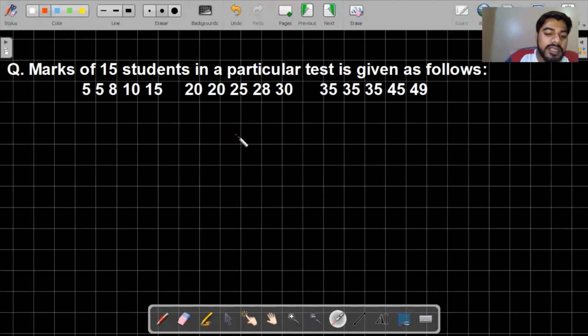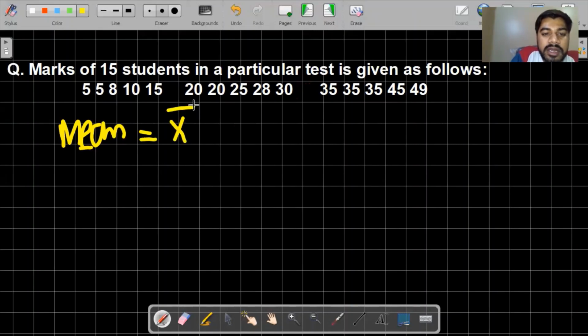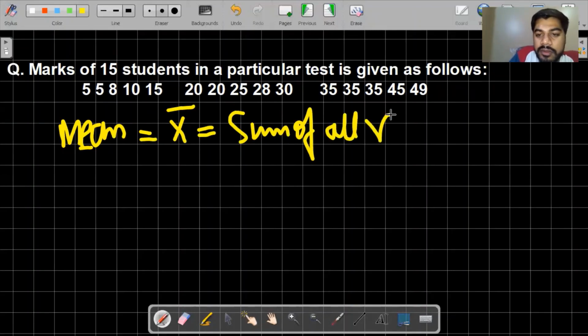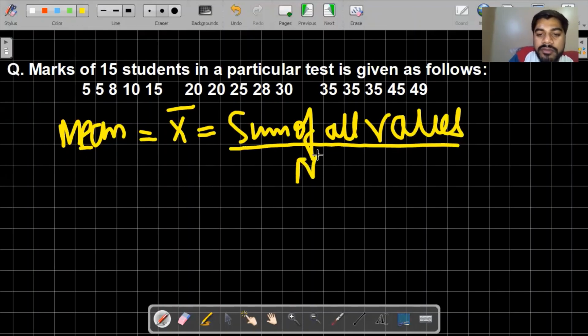As we have discussed in the last class, mean refers to the average of a data set. We can also represent mean by x bar. And for finding the mean, you have to find the sum of all values divided by the number of values. Sum of all values divided by number of values.